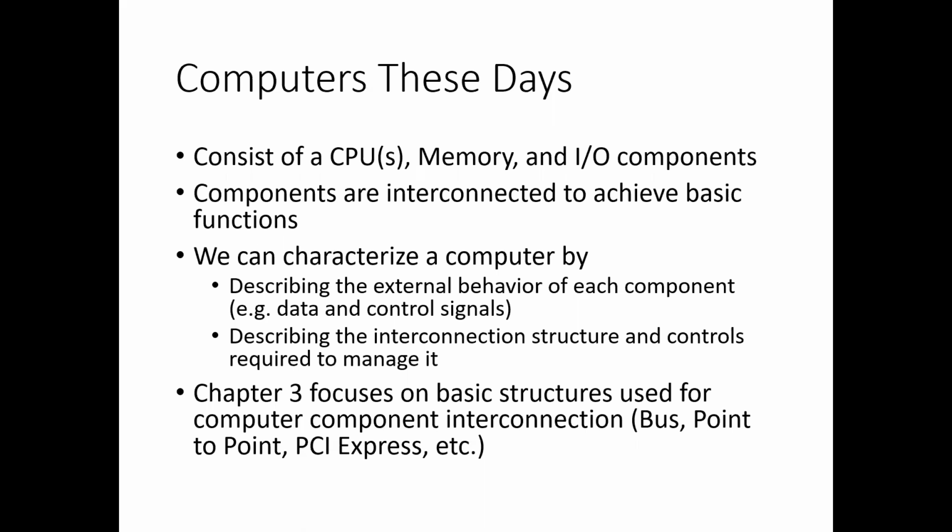The components are interconnected to achieve basic functions, and then we characterize the computer by describing the external behavior of each component, for example, the data and control signals, and then describing the interconnection structure and controls required to manage it. So chapter 3 in this textbook focuses on the basic structure used for computer component interconnection. Those are bus, point-to-point, and PCI Express. There are some other ones that we'll cover very briefly.